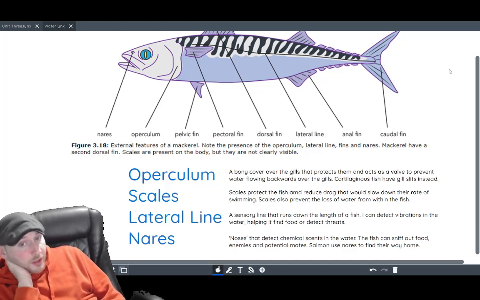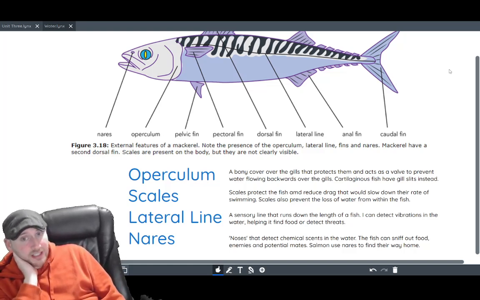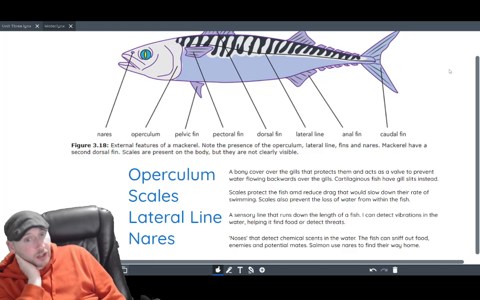But there's more than that. They're also a valve that prevents water flowing backwards over the gills, because this would lead to drowning of the fish. You want water going in one way and coming out the other. You don't want it flowing the wrong way, because I imagine that would be like us sort of breathing in the wrong way. Is that a thing you can do? Sort of breathing badly? I don't know. So they're not just there to protect, they're also there to help the function of the gills, which is important.